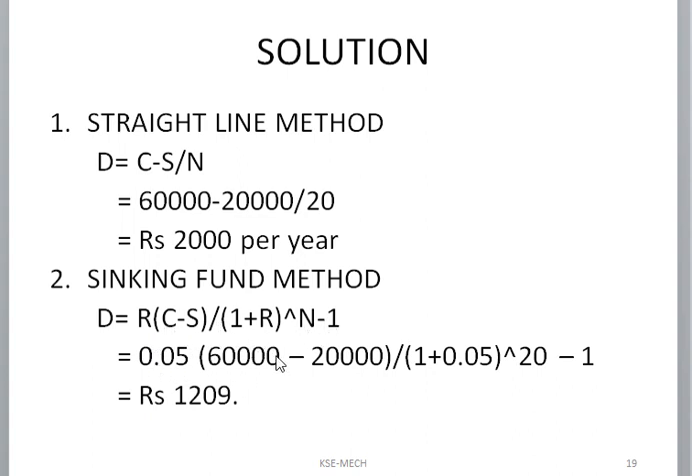Putting in all the given values, you will get the answer of rupees 1,209. So the depreciation value with the straight line method is rupees 2,000 and the depreciation value with the sinking fund method is rupees 1,209. So here we complete our unit 1. These examples are very important from the point of view of your GTU exam.